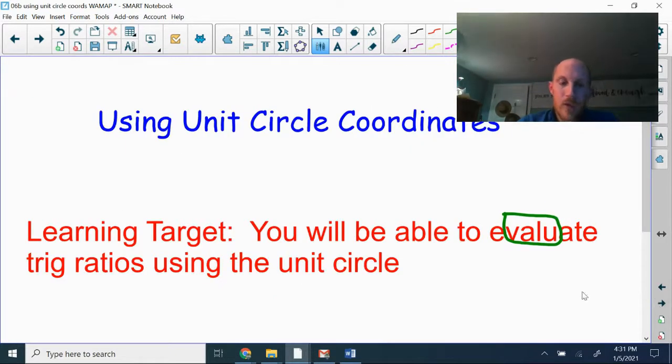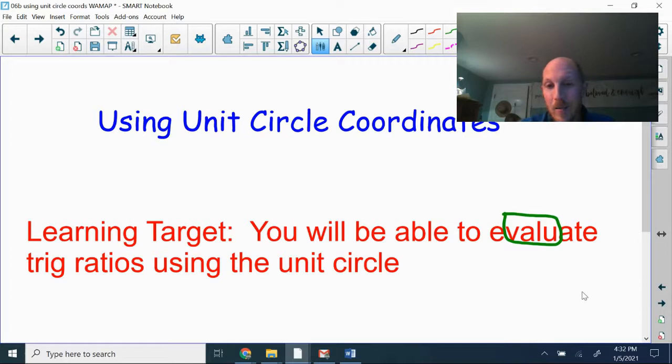Okay, so today we are learning about using unit circle coordinates. For our learning target, we're going to be able to evaluate trig ratios using the unit circle. So in order to do this, first of all, let's focus in on that word evaluate. It's one of those math direction words that a lot of times we just gloss over and we're like, find the answer. Right. Okay. So evaluate, the root word is value, which tells us our final answer is going to be a value. It's going to be a number.